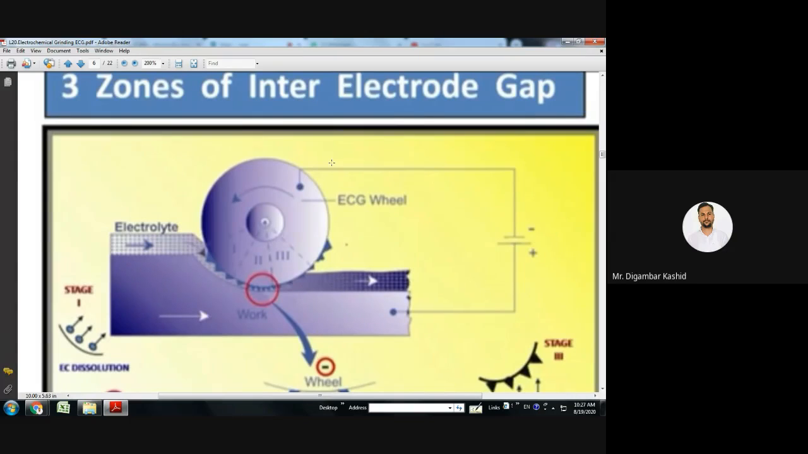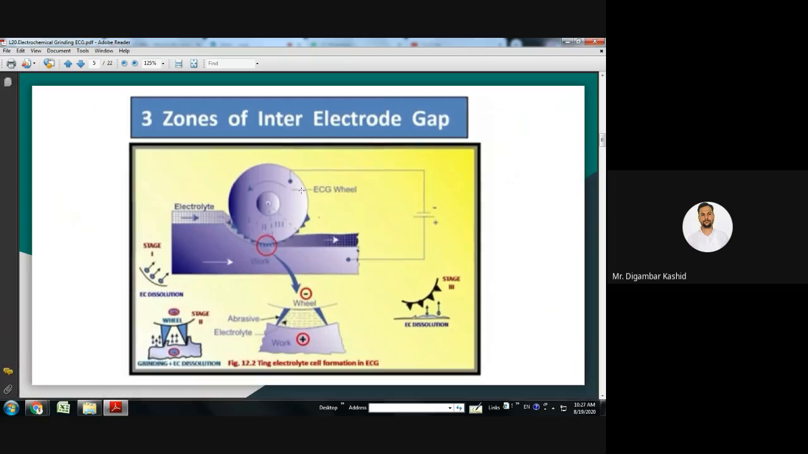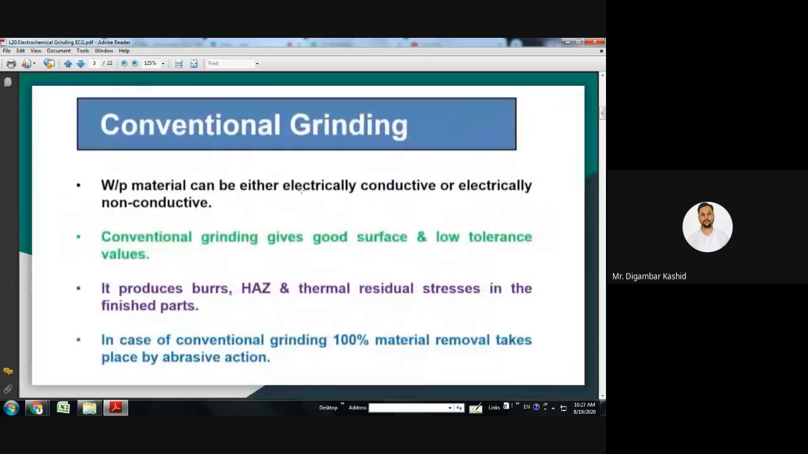Okay, so in detail about this I am going to explain to you after 15 minutes. Okay, don't worry. I am going to explain this conventional grinding method also.